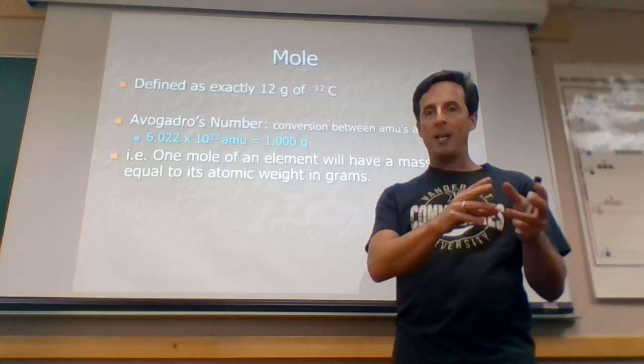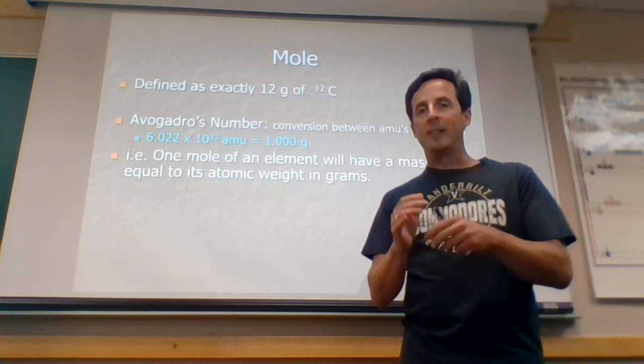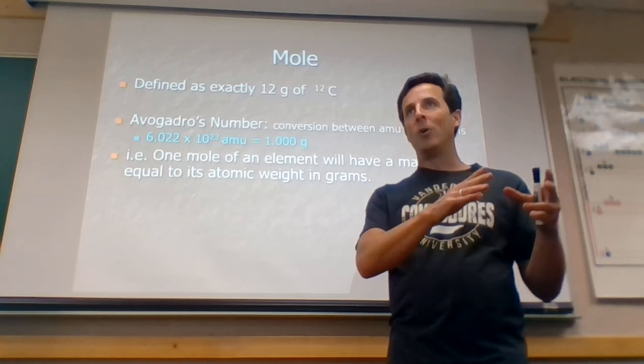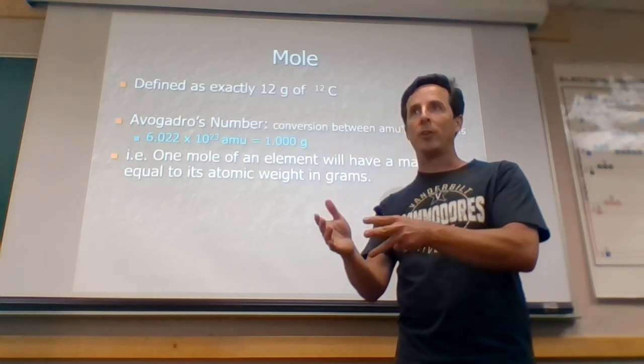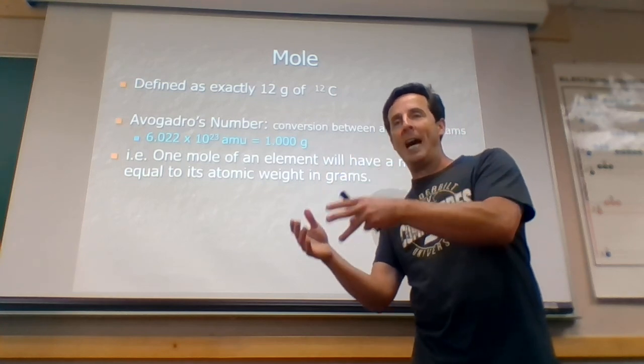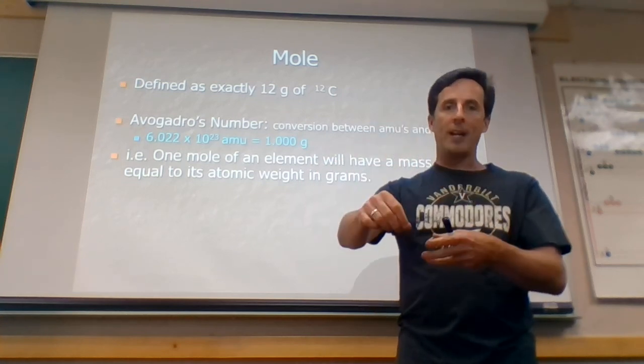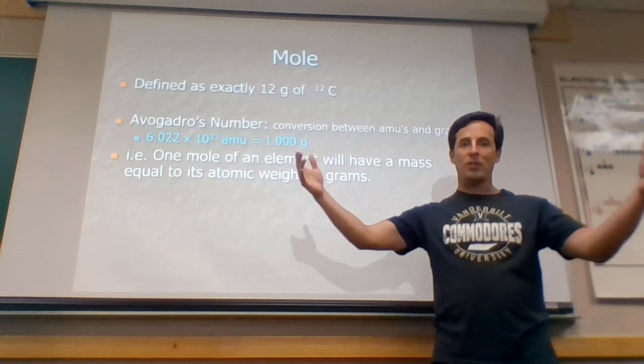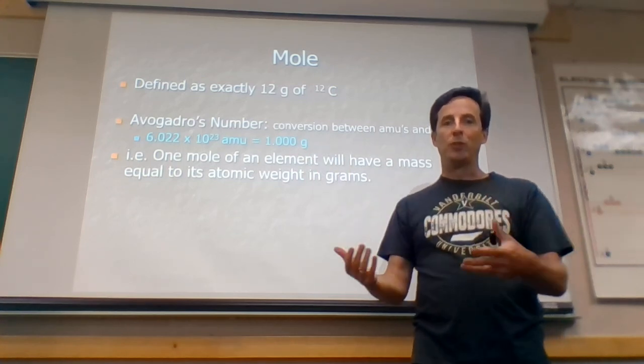By switching from AMUs to grams, I know that 6.02 times 10 to the 23rd atoms of carbon weighs 12 grams. It allows me to take the weight of 1 atom and apply it to a much larger sample. So it makes it a very useful value.